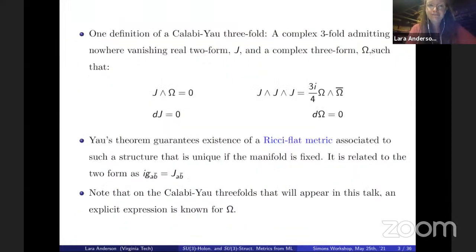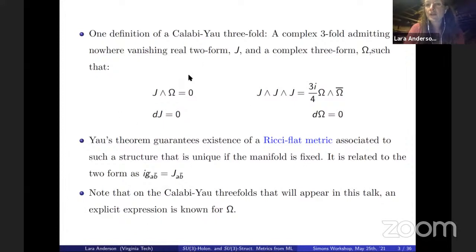So really, numeric methods seem the primary way forward in terms of trying to obtain this data for a serious study in string theory. So to begin, the context of geometries that I want to begin talking about is SU3 holonomy manifolds. And for the purposes of this talk, I'm going to define a Calabi-Yau threefold as a complex manifold that admits two structures, a nowhere vanishing real 2-form J and a complex 3-form omega that satisfy the equations that are laid out here.